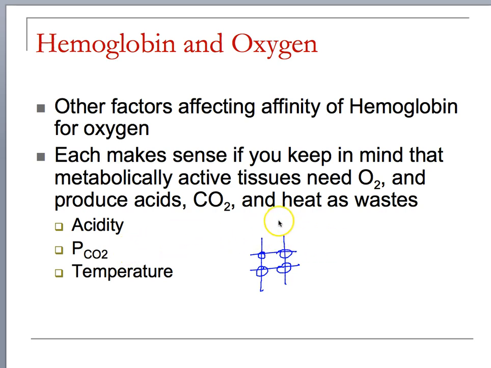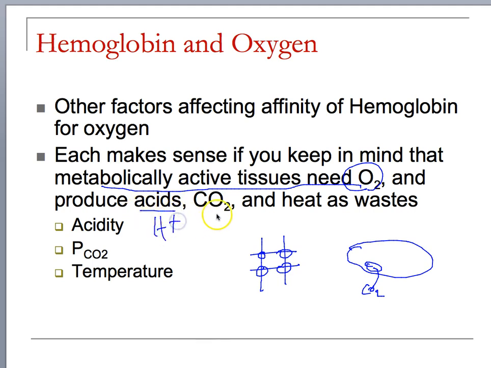But before you even need the oxygen, remember, here's the cell, right? And it has mitochondria. Remember the waste product of mitochondria is going to be carbon dioxide. And this is what they mean when they say it makes sense if you keep in mind that metabolically active tissues need oxygen and they produce acids, primarily hydrogen proton. And you'll see how in a second. But that hydrogen proton is being made as a result of the carbon dioxide waste.